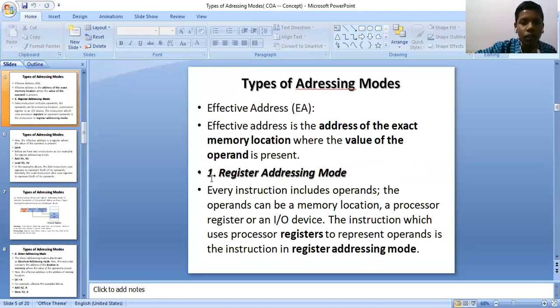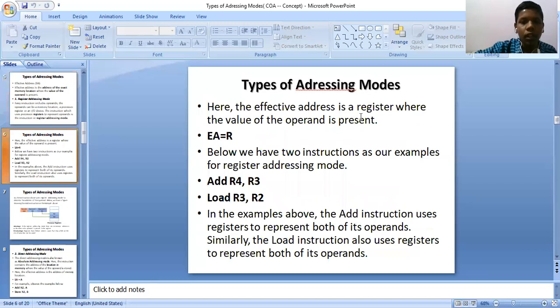The first addressing mode is register addressing mode. Every instruction includes operands. The operands can be a memory location, a processor register, or an input or output device. The instruction which uses processor registers to represent operands is an instruction in register addressing mode. Here, the effective address is a register where the value of the operand is present. EA is equal to R.